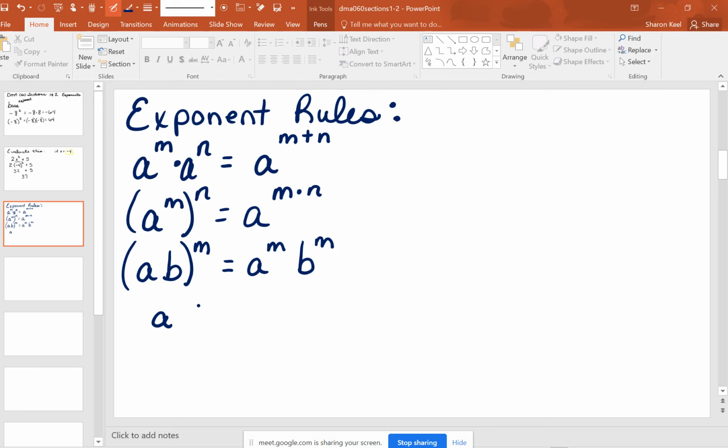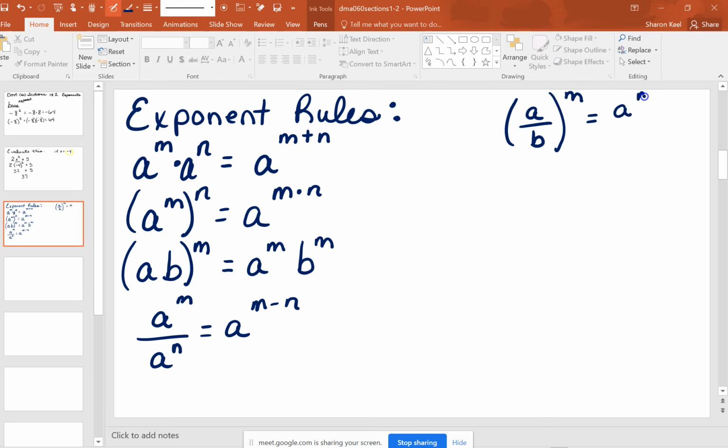If we have bases that are the same, we are going to use the quotient rule, which means we are going to subtract the exponents that we have here. They're going to be subtracted. Same as this, if I have a parenthesis and an exponent on the outside, it's going to apply to both the numerator and the denominator if both of them happen to be inside of the parentheses.